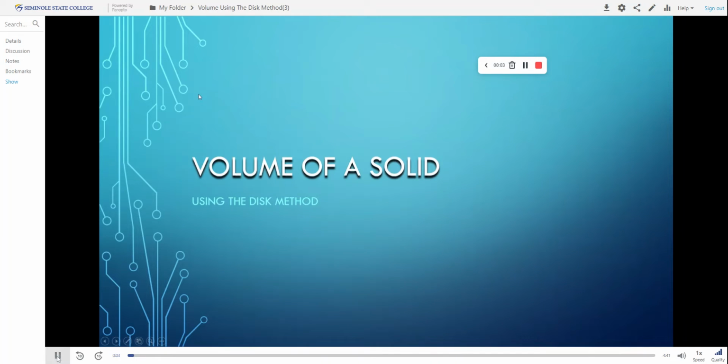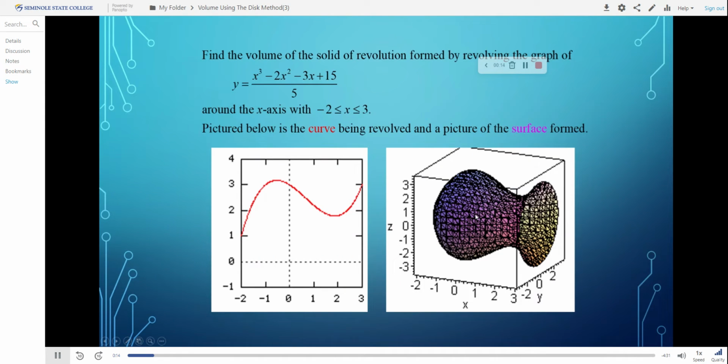So I want to show a little review of finding the volume of a solid of revolution using what's called the disk method. The example I'm going to look at is going to find the volume of the solid formed by revolving the graph of this curve here for x between -2 and 3. So there's a picture of it right there.